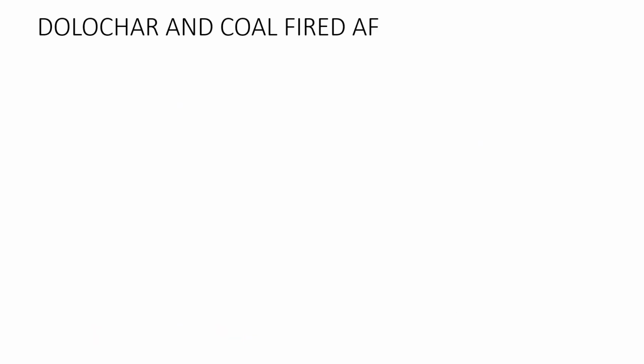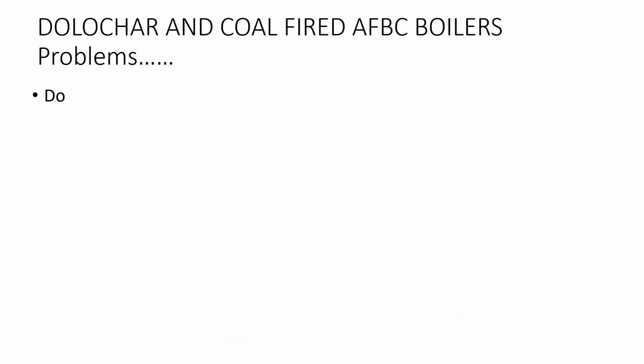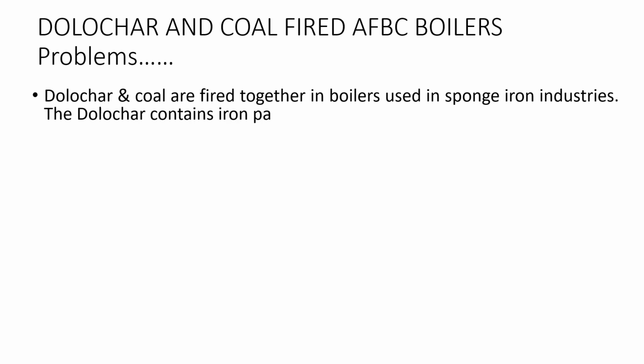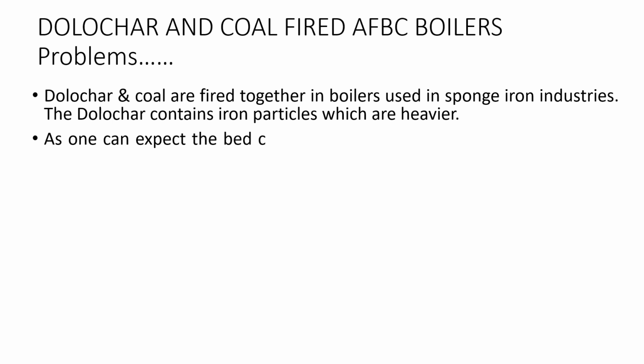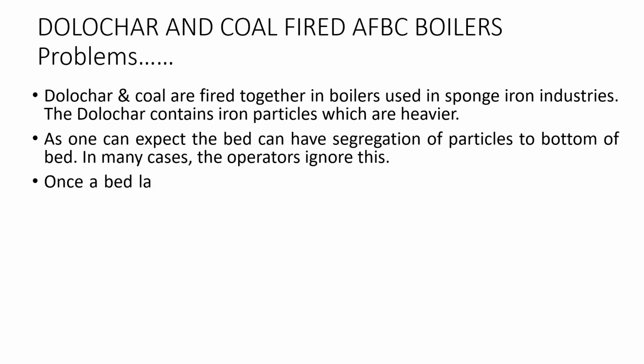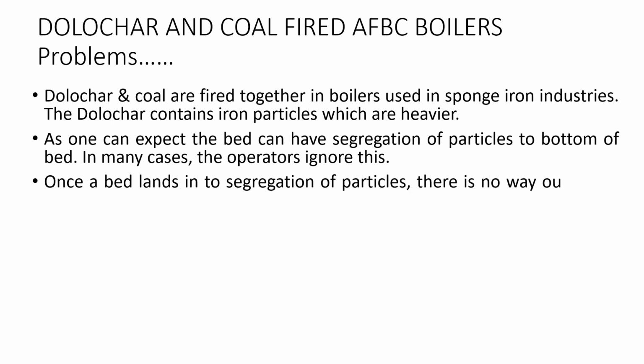Now here we are discussing the problems in Dolachar and coal-fired boilers when both are fired together, Dolachar as well as coal. Generally, this type of fuel is used in boilers in sponge iron industries. So Dolachar and coal are fired together in boilers used in sponge iron industries. The Dolachar contains iron particles which are heavier. As one can expect, the bed can have segregation of particles to the bottom of the bed.